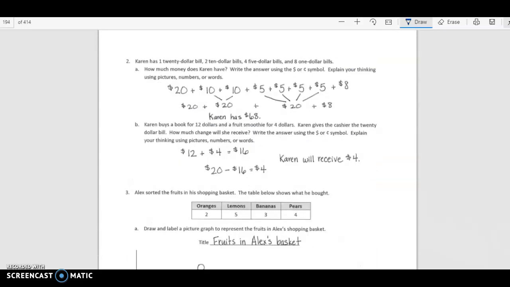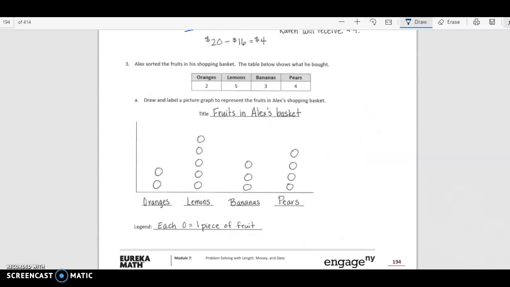Number 2, Karen has 1 $20 bill, 2 $10 bills, 4 $5 bills, and 8 $1 bills. How much money does Karen have? So you'll see here they just added them up. 1 $20 bill, 2 $10 bills, 4 $5 bills, and 8 ones. And the answer, Karen has $68. Karen buys a book for $12 and a fruit smoothie for $4. Karen gives the cashier the $20 bill. How much change will she receive? Okay, so she bought a book for $12 and a fruit smoothie for $4. So total, she spent $16. And then she had the 20. 20 take away the 16 equals 4. Karen will receive $4.